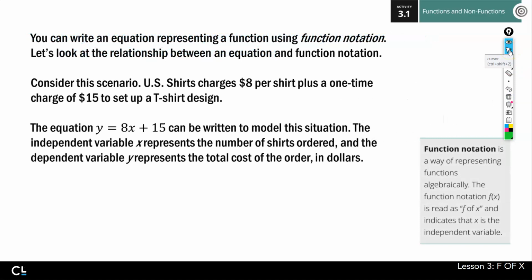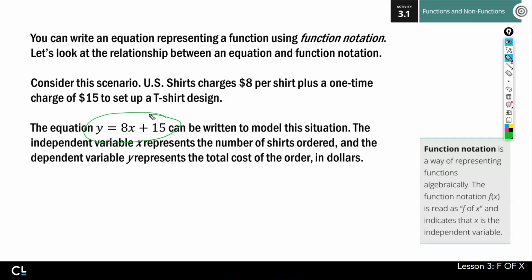You can write an equation representing a function using function notation. Let's look at a relationship between an equation and function notation. Consider the scenario. U.S. shirts charge $8 per shirt plus a one-time charge of $15 to set up the shirt design. The equation y equals 8x plus 15 can be written to model this situation.